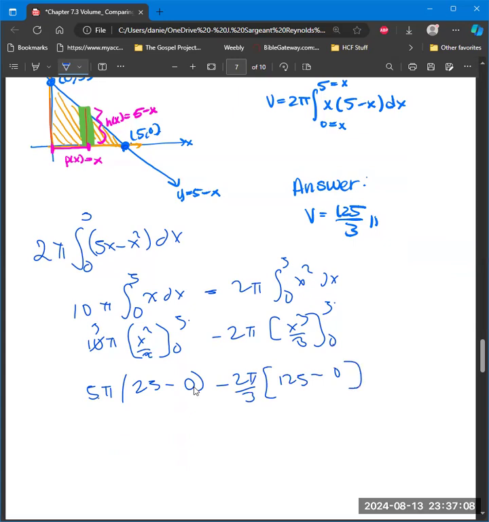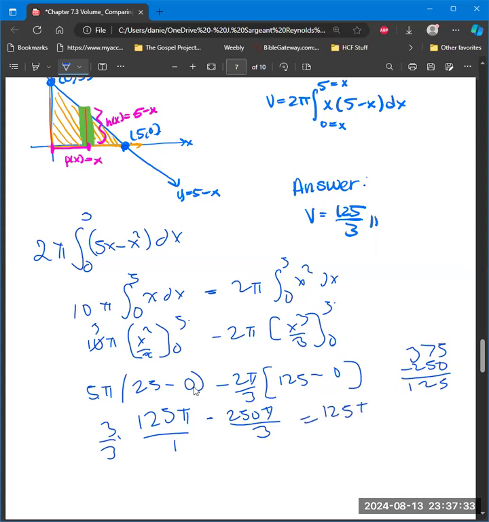5 times 25 is going to be 125 pi, minus 125 times 2 is 250 pi over 3. This is over 1, so 3 over 3. That's 375 minus 250 is 125 pi over 3. And this is cubic units.